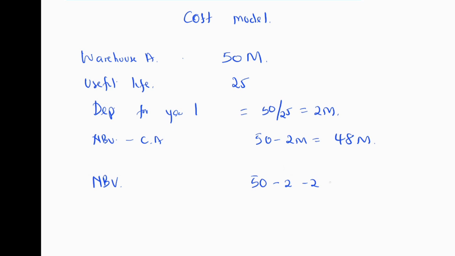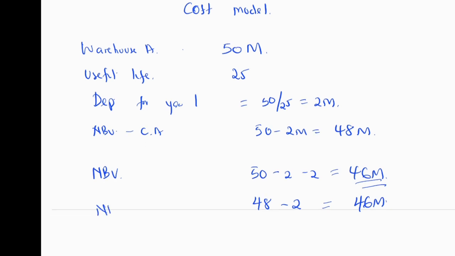Alternatively, someone can say that is 46 million. So the NBV is 46 million. Alternatively, someone can say the NBV for the previous year was 48 and the depreciation for this current year is 2 million. So still the same result. So NBV year 2 and NBV year 1. It's as simple as that.